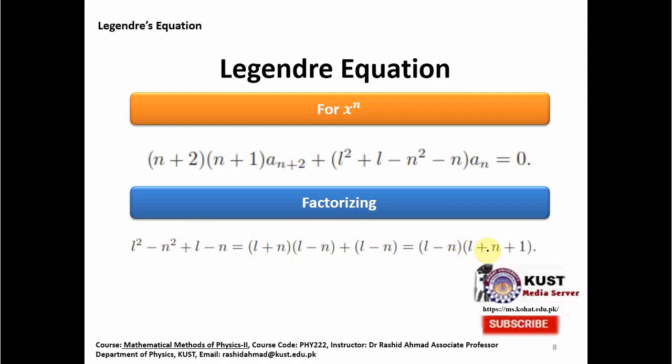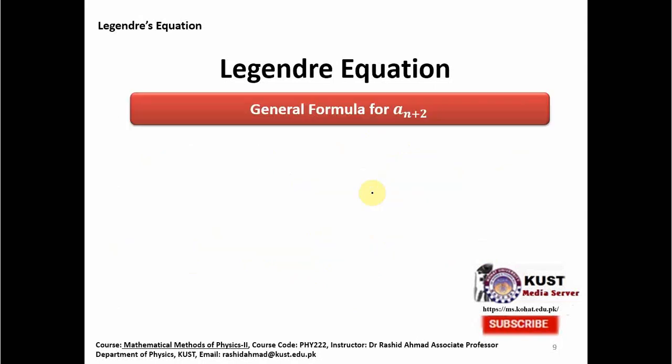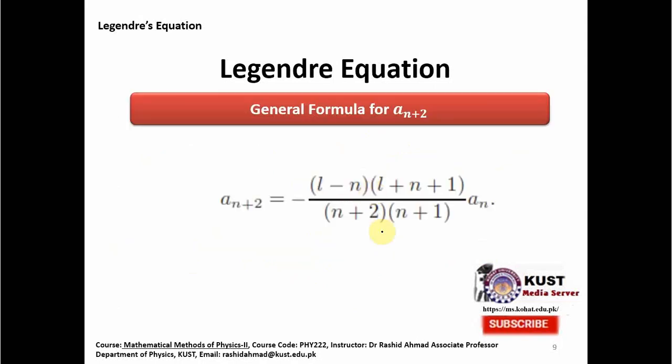So here what we have done is to factorize the coefficient of a n, and after the factorization we can now put this into a general formula for the term a n plus 2. A n plus 2, as you can see over here, would then be equal to minus L minus n into L plus n plus 1, over n plus 2 into n plus 1, times a n. So this is the general formula we have got for our n plus 2th term, the n plus second term.